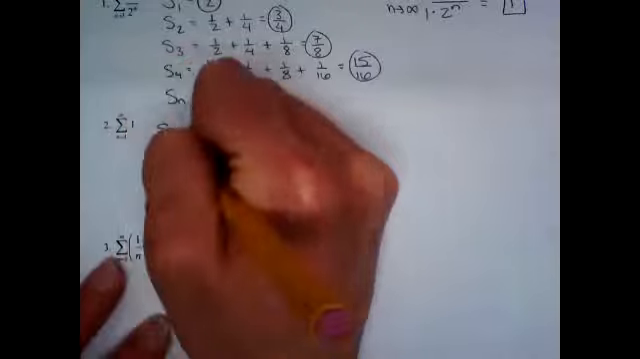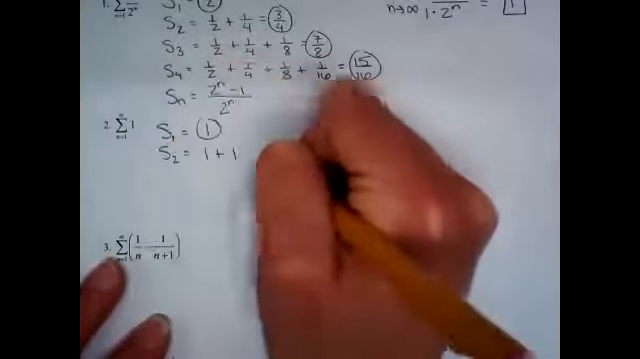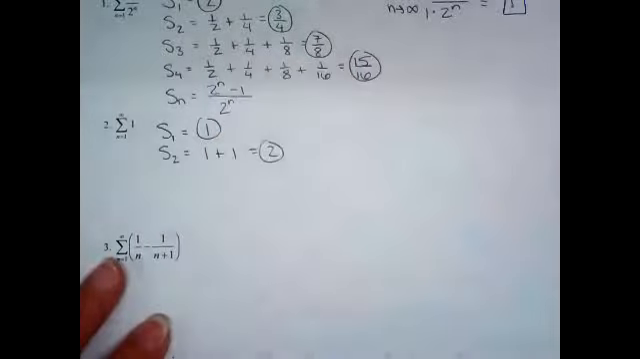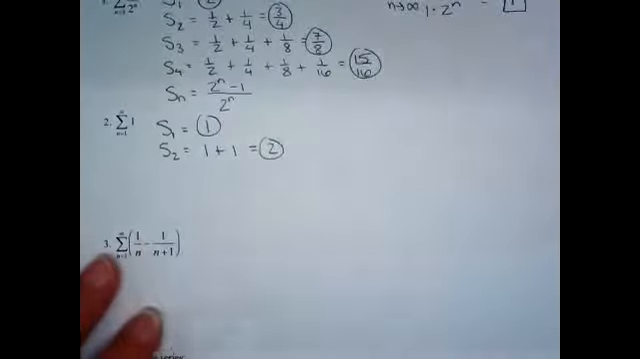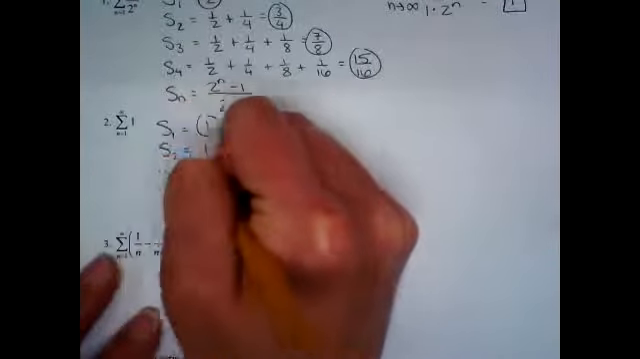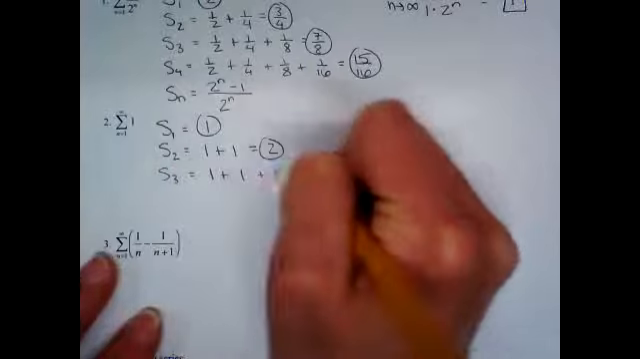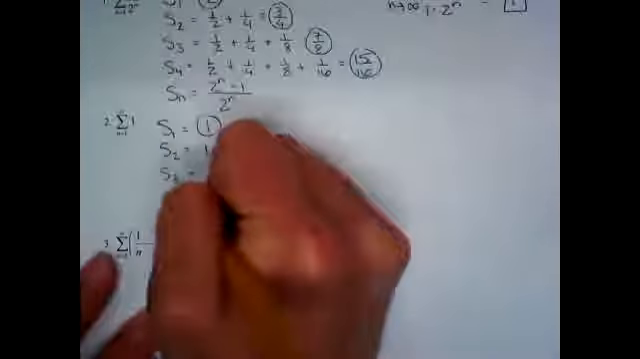And if you do the next one, that would be 1 plus 1, so 2. And if you do the third one, that's going to be 1 plus 1 plus 1, so 3. I think that's enough. It would just be n. Nice. Good job.